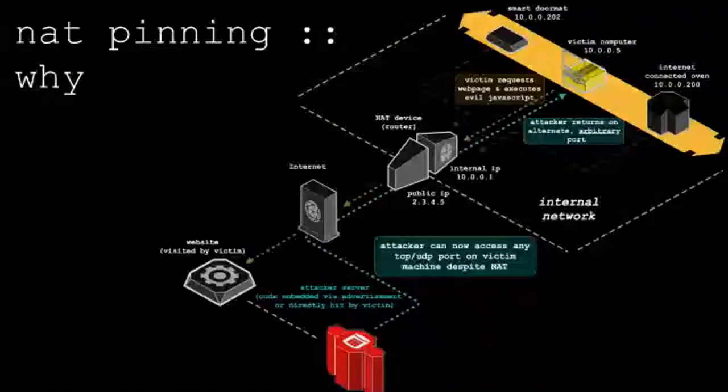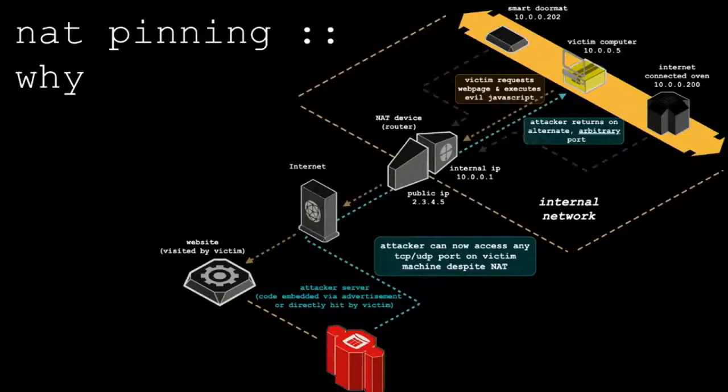So the way NAT pinning works is, the ultimate goal is we want the victim, let's say a victim machine, to visit a website. Because that's pretty easy. Pretty easy to get someone to visit a website, and that may be a malicious website, or that may be a non-malicious website where we have malicious advertisements, right? If you just pay Facebook and get some JavaScript running, then that is just as good as getting them to hit a malicious website.